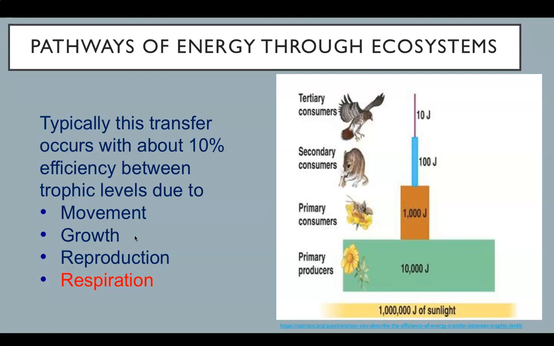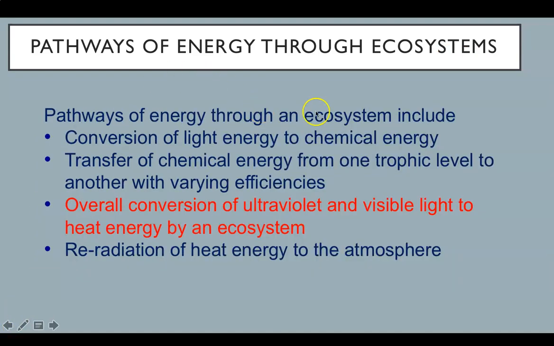90% of the starting energy is unavailable to the next trophic level because that energy is used for processes such as movement, growth, reproduction, and of course, respiration. Sometimes this efficiency might be 5% or 7%, or perhaps it would be 12 or 15% efficient, but the energy transfer is generally around 10% efficient between trophic levels.